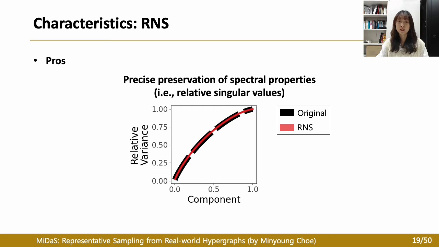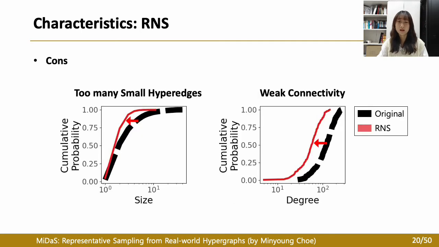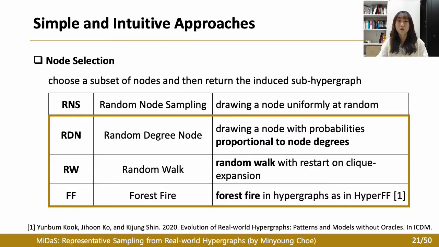As characteristics of RNS, it preserves the relative spectral properties well. However, RNS usually samples too many small hyperedges. Due to the lack of large hyperedges, the local and global connectivity is weak. Next, we try drawing a node with probabilities proportional to node degrees. This approach is referred to as RDM.